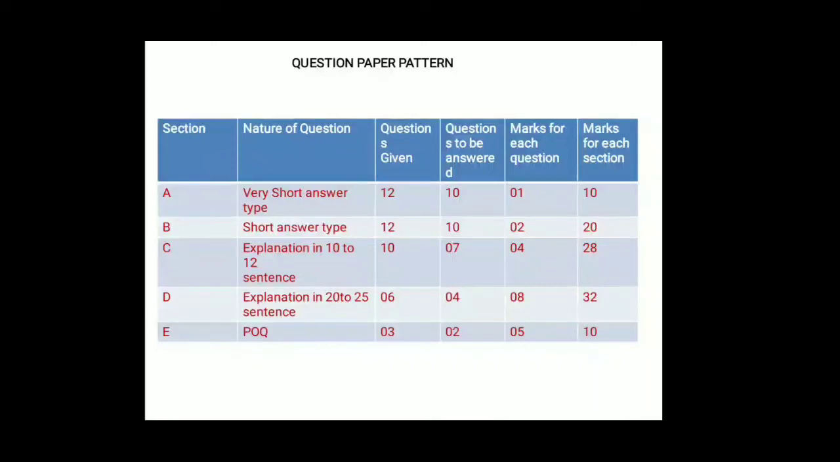Let us discuss the question paper pattern. Here the first column has sections A, B, C, D and E. Section A has 1 mark questions, section B 2 mark questions, section C 4 mark questions, section D 8 mark questions, and section E practical oriented 5 mark questions. Now the nature of the questions: very short answer type questions.